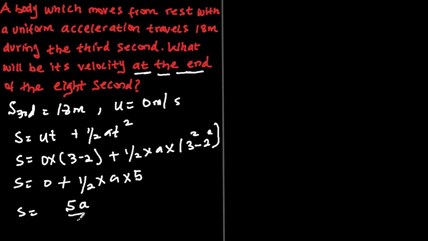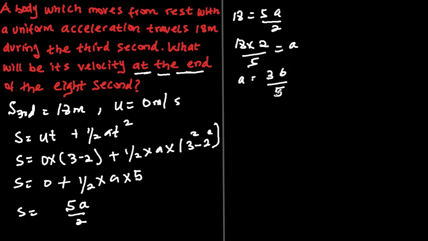over 2. So distance is 18, right? So let's plug in 18. 18 equals 5a over 2. So to look for a, we multiply both sides by 2 over 5. So 18 times 2 over 5 equals the acceleration. So acceleration is going to equal 36 over 5 meters per second squared. That's the acceleration.